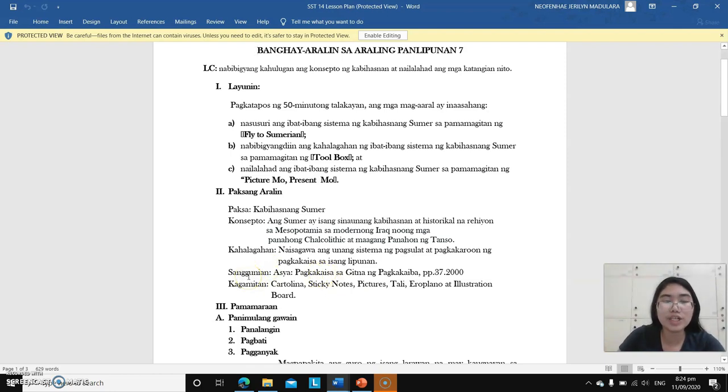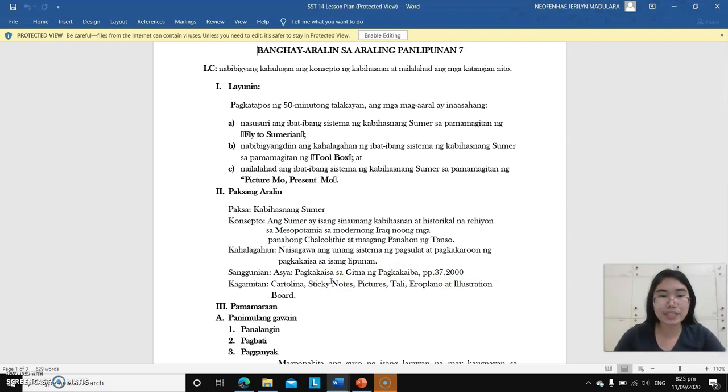Next one, we could also include the sanggunian or reference. Asya, pagkakaisa sa gitna ng pagkakaiba. So, in this case, this sanggunian is incomplete. Is it a book? So, if a book, you better cite the author, the year of the book, the publishing house, edition also. There are pages here, so it's good, but there should be author and the title of the book should be included here.